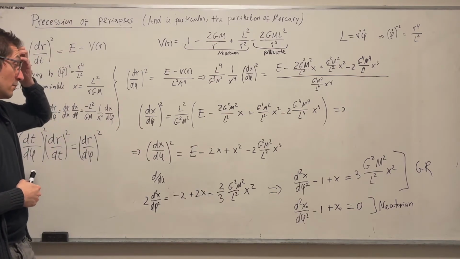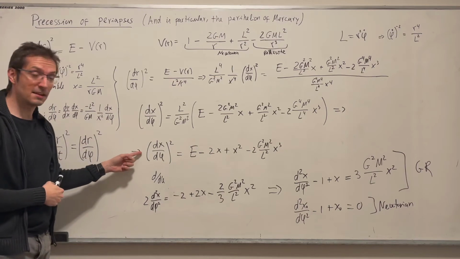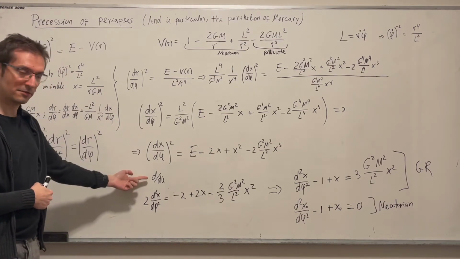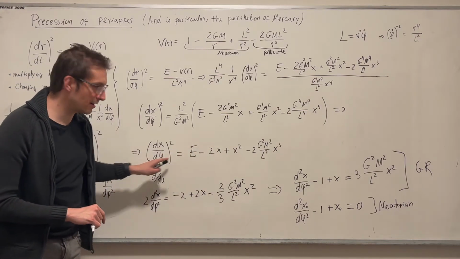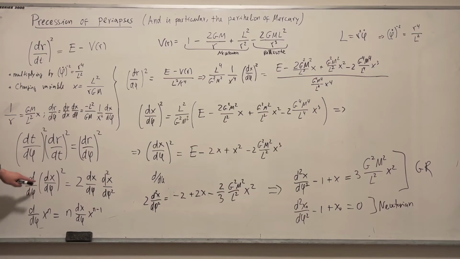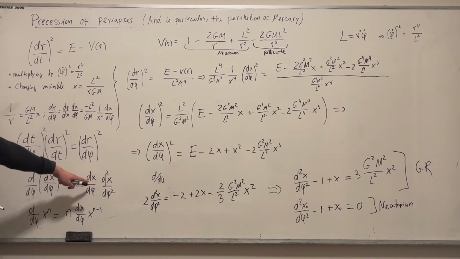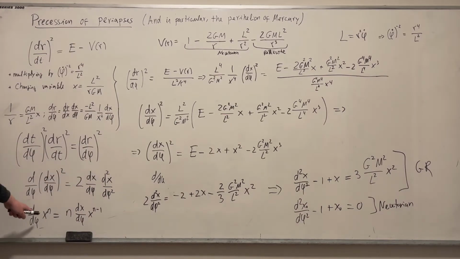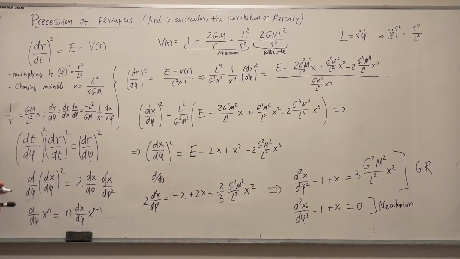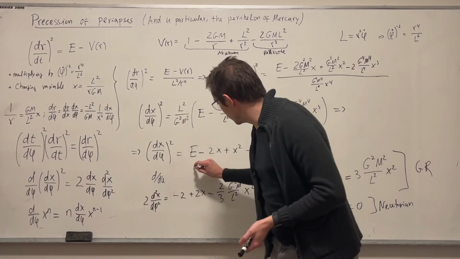Now the next thing we're going to do, for convenience, is differentiate again with respect to phi. I take a second derivative, another derivative with respect to phi on both sides of the equality, here and here. To compute this result, I use that the derivative with respect to phi of (dx/dphi) squared is twice the derivative of x with respect to phi times the second derivative of x with respect to phi. In the same way, the derivative with respect to phi of x to the power n is n times the derivative of x with respect to phi, times x to the power n minus 1. Using that, we obtain this equation here.